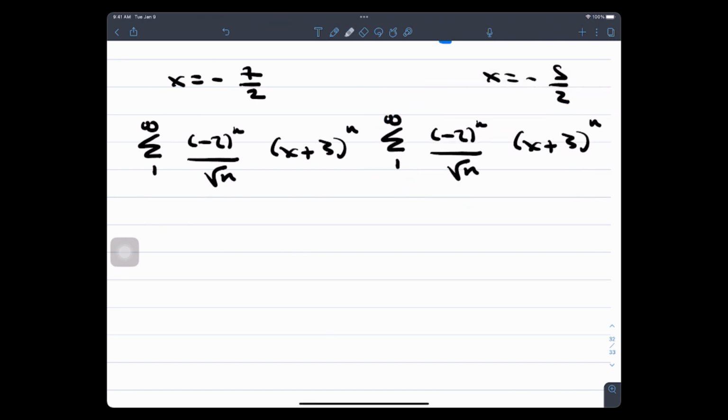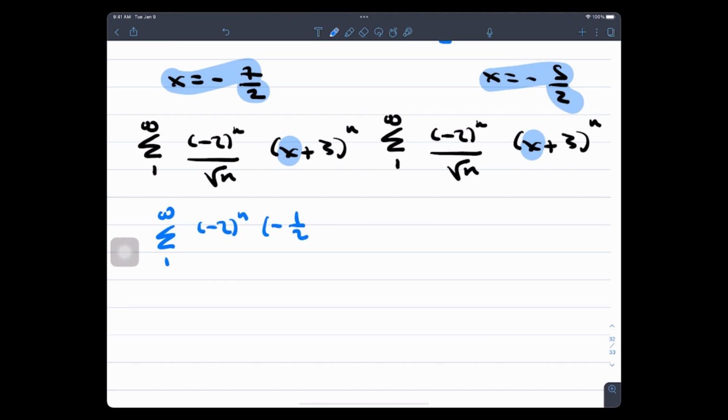Right? So you're going to have to plug in for x for each of these. And what do you end up getting if you do that? What happens to your series, right? You get negative 2 to the n. So you get negative 7/2. Isn't that negative 1/2 to the n when I plug that in? Double check.